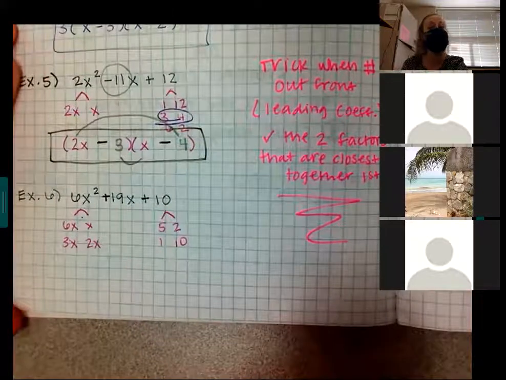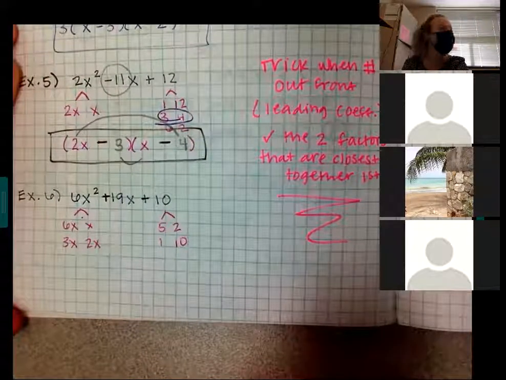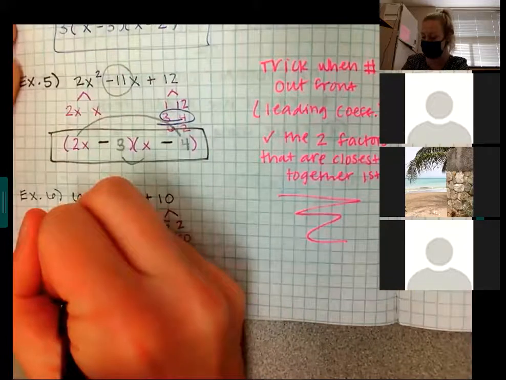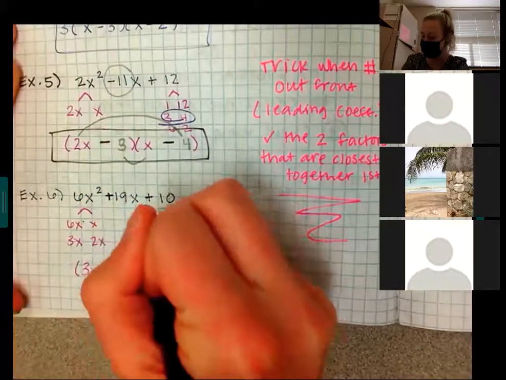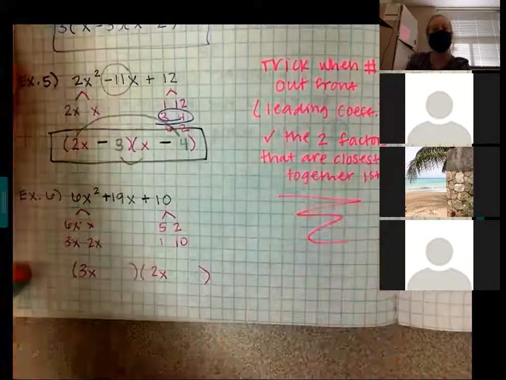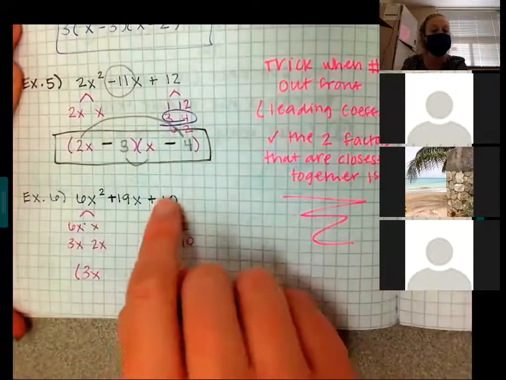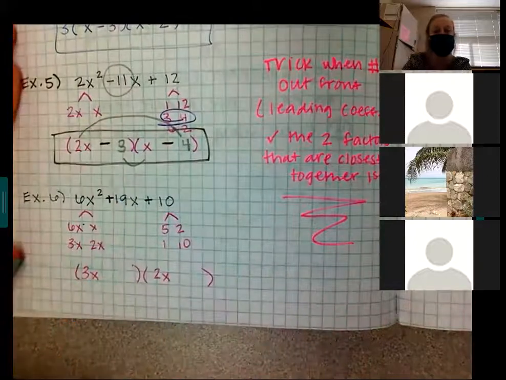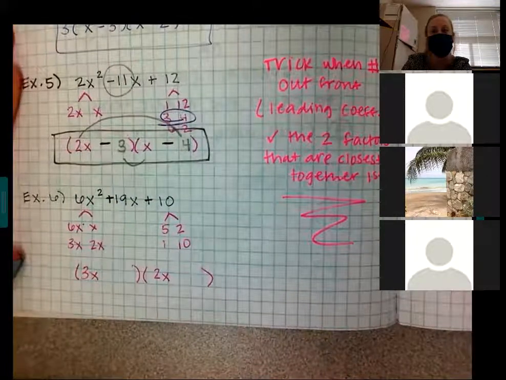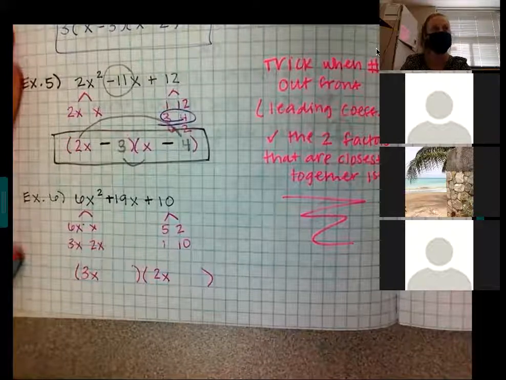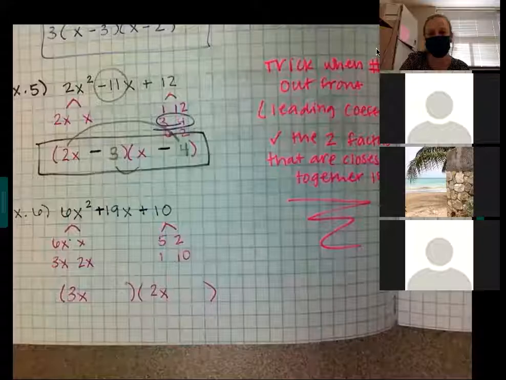So which pair of those are you going to try first? 5 and 2. So I want everybody to watch. We're going to try 3x times 2x, and then I need you to place the 5 and the 2 in there so that it'll work to add to get 19. So I'm going to let y'all try that. I'm going to pause the recording. Place the 5 and the 2 in so that when you FOIL it back out, it'll make 19.